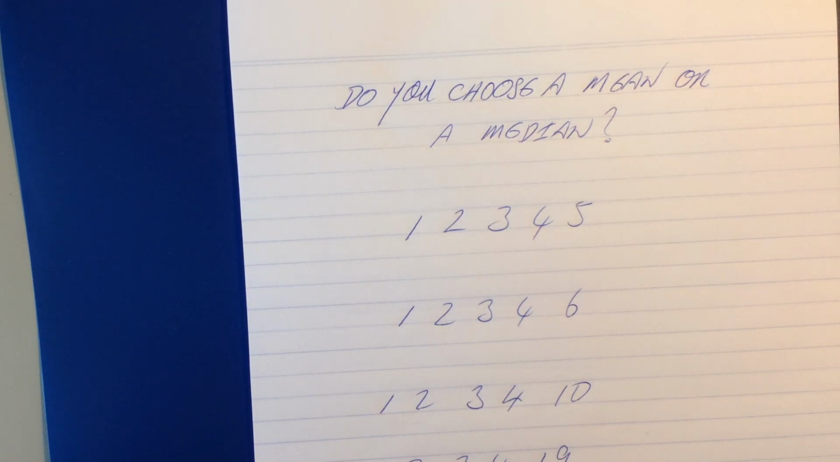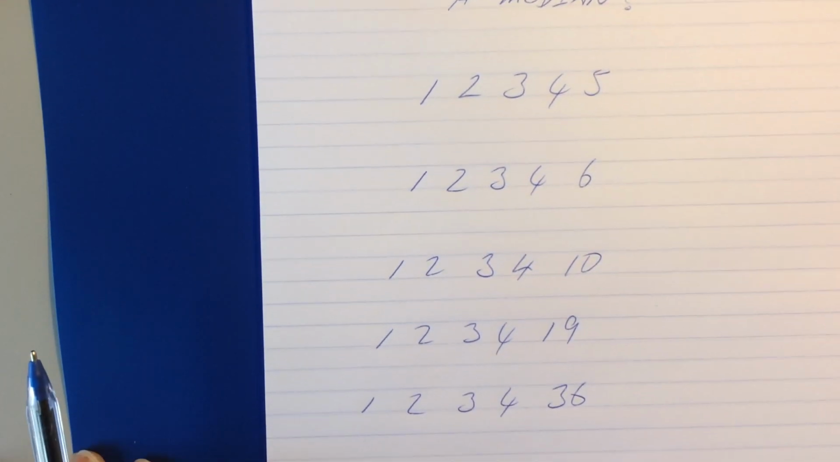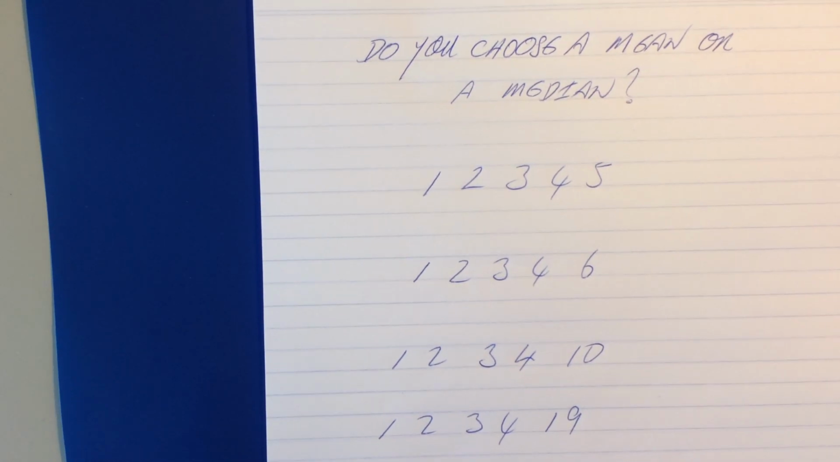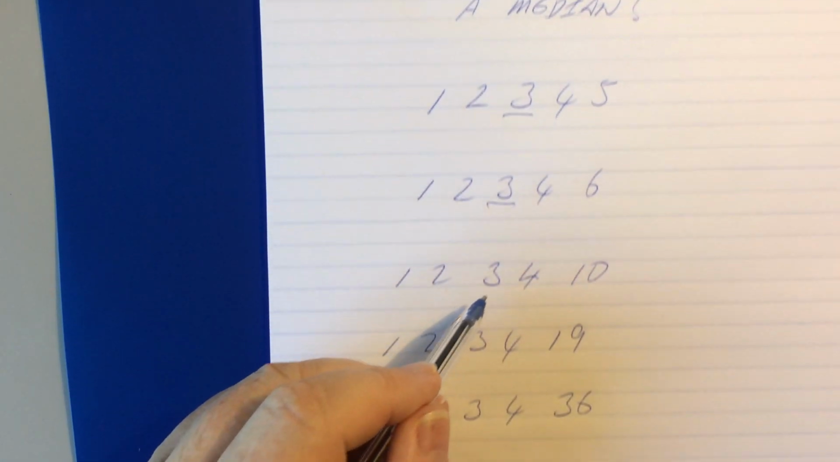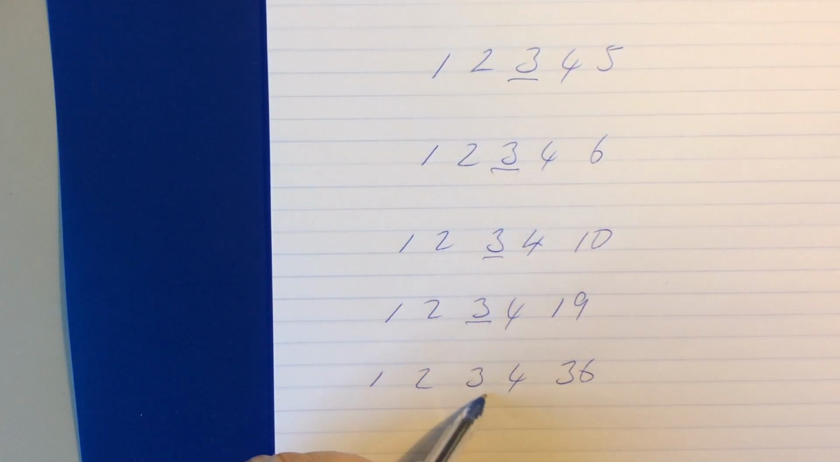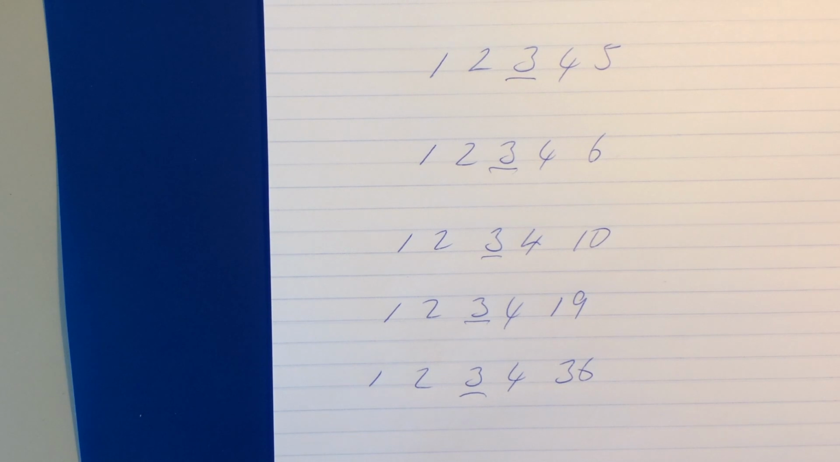So let's have a look at some data sets. I've got 5 on this page, and we're just going to work through them. The first thing we're going to do is figure out the medians, and that's really easy. I set this up so that it would be easy. The median of each of these data sets is 3. The data is in order from smallest number to largest number, and we take the middle value.